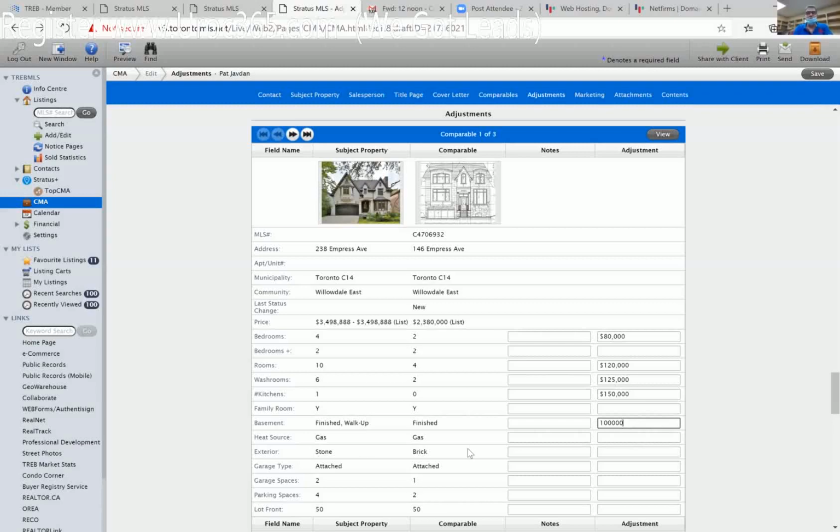Exterior stone brick. Okay. You know the exterior stone brick, at least if you consider per square foot, for the subject property comparing to the old house comparable, at least for the stone is 125,000. Garage type attached. Garage space 2-1. The garage space is 2, but the garage space on that old property is nothing. Therefore, you can consider 2 garage spaces, each of them worth at least 50,000, so 100,000.